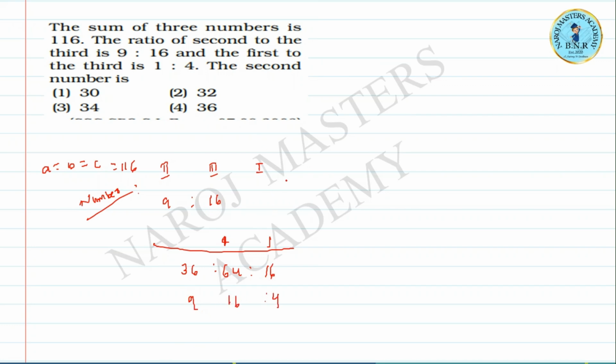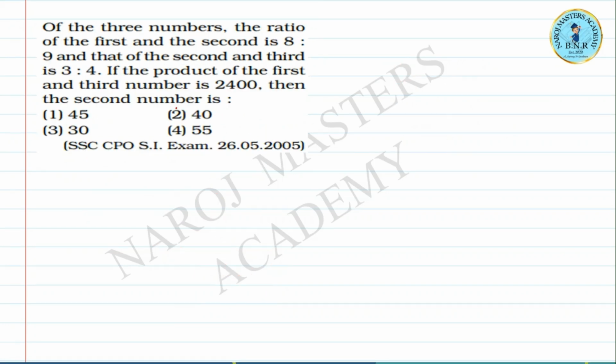So what they have given is the second number. What is the second number in this? 9. So second number divided by the sum of all numbers, 9 plus 16 plus 4, multiplied by the product of the three numbers, 116. 9 by 29 into 116. Totally how much? 9 one time, and totally 36 times. Okay, the second number is nothing but 36. The option 4 is correct.